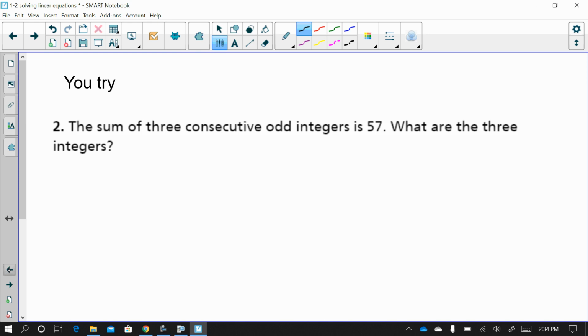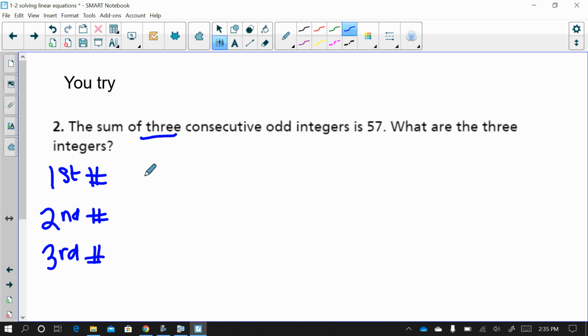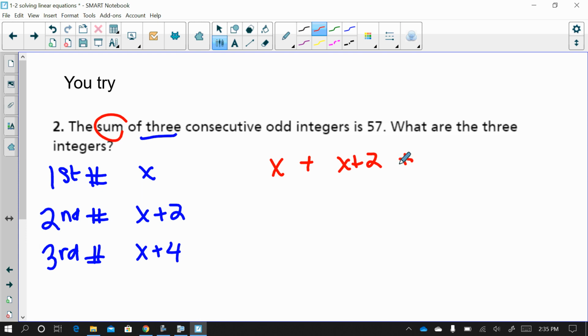The sum of 3 consecutive odd integers is 57. What are the 3 integers? It might be helpful, I know I'm doing 3, so first number, second number, third number. Consecutive odd integers. So I know the first number is x, second number is x plus 2, third number is x plus 4. Now dissect the problem. We know sum, so I'm going to take x plus x plus 2 plus x plus 4. And we know the word is, so it equals 57.